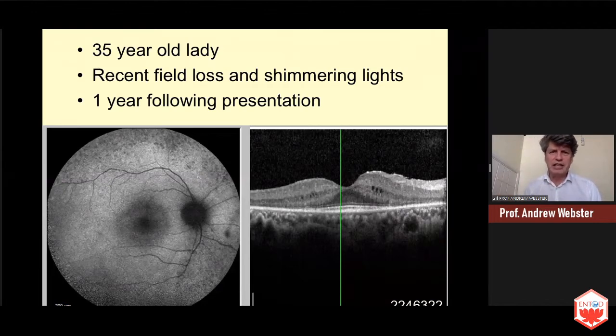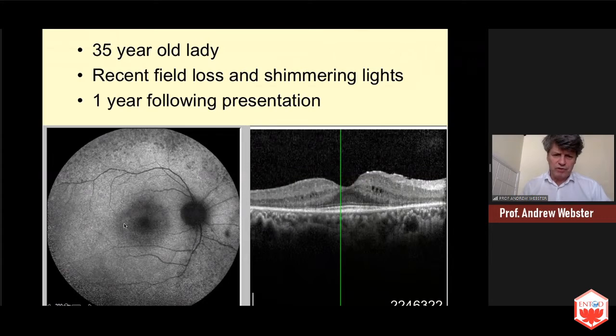This is a lady, 35 years old, a case that was managed by my colleague, Dhanes Thomas, at Moorfields. And when she presented, she had recent field loss with shimmering lights in the area of field loss. And it was a quick presentation. So over a year, she'd been having these symptoms, and it had been changing quickly for her. And this was her right eye towards the end of the course of the disorder.